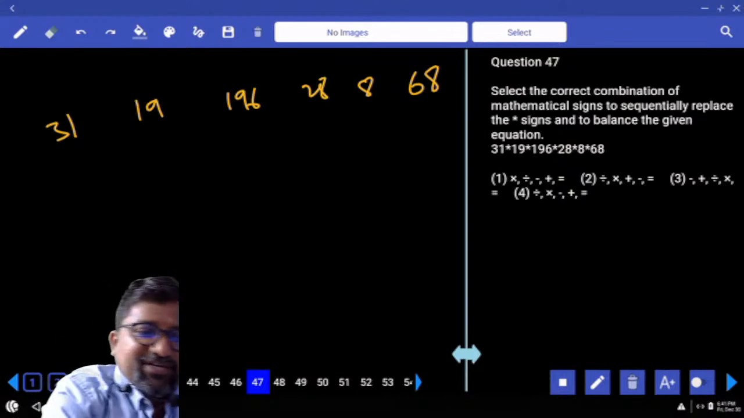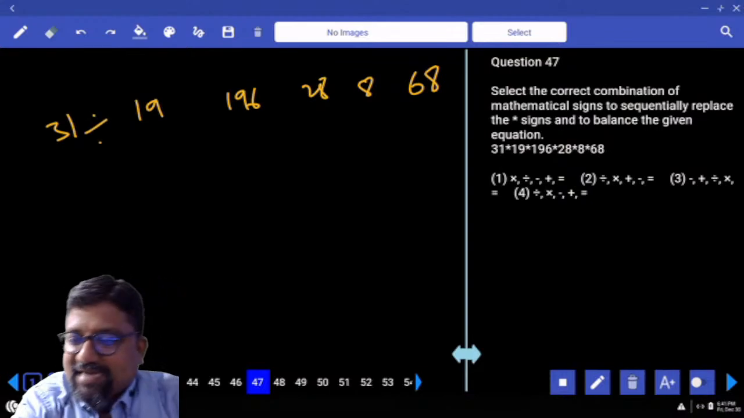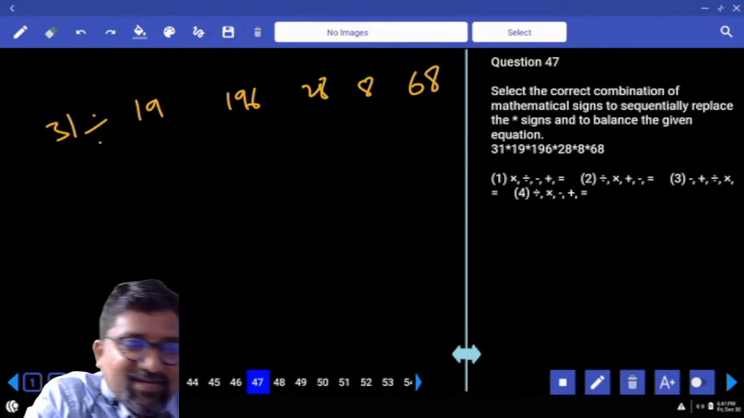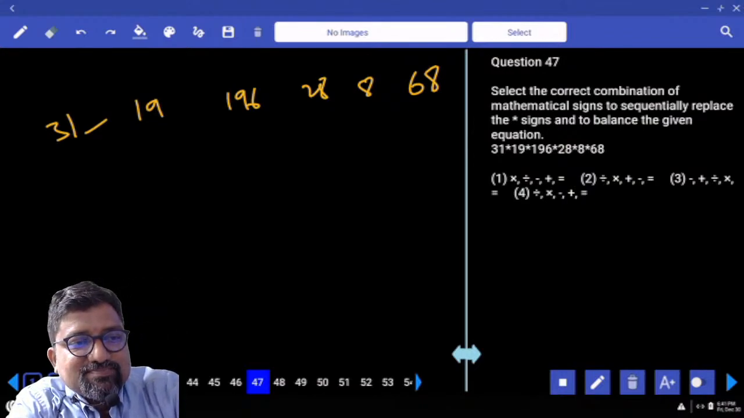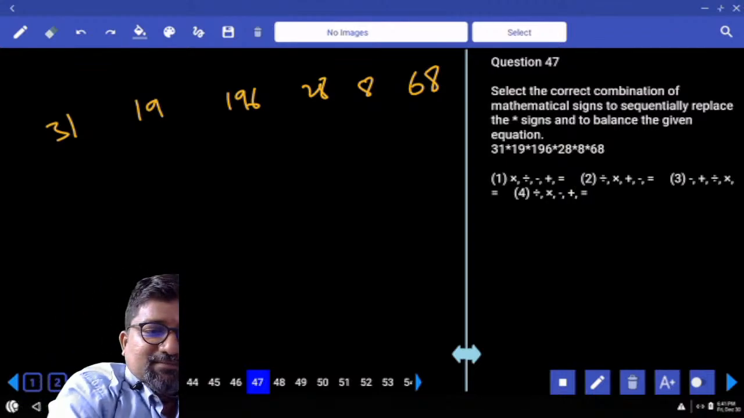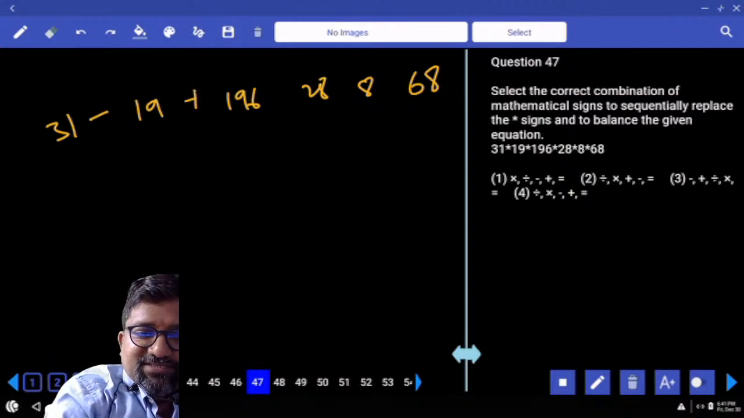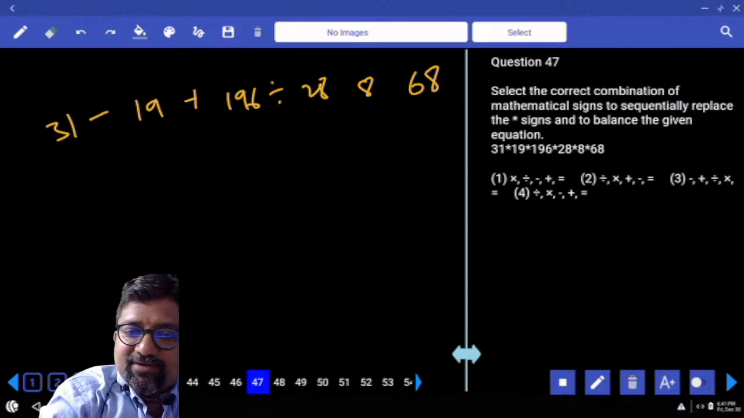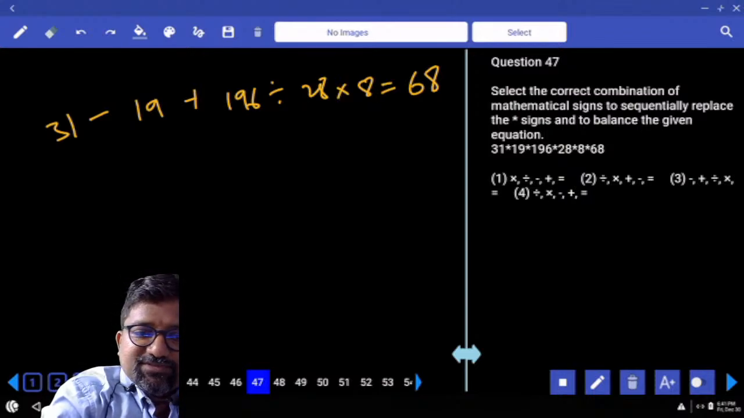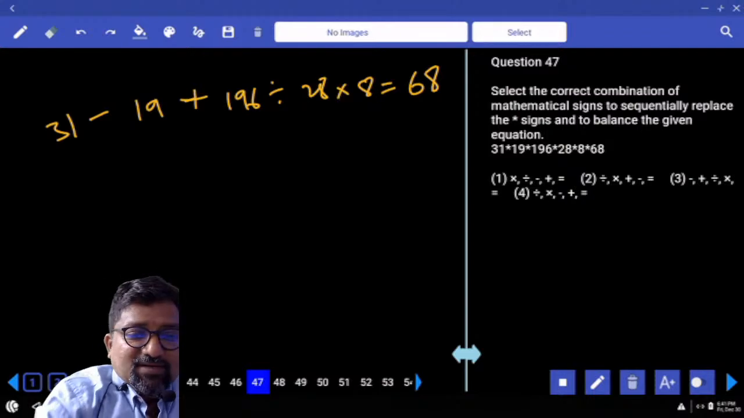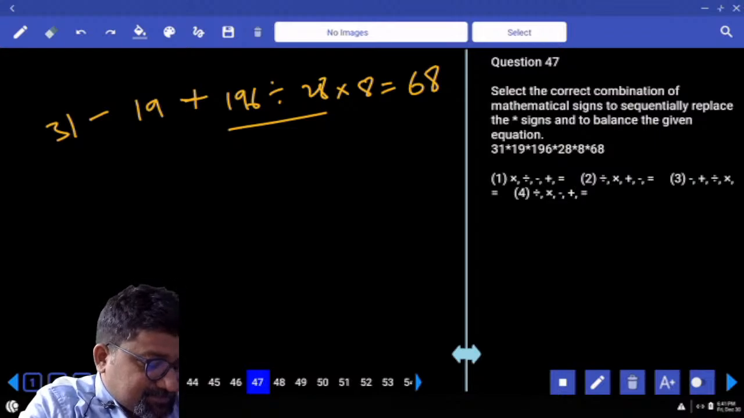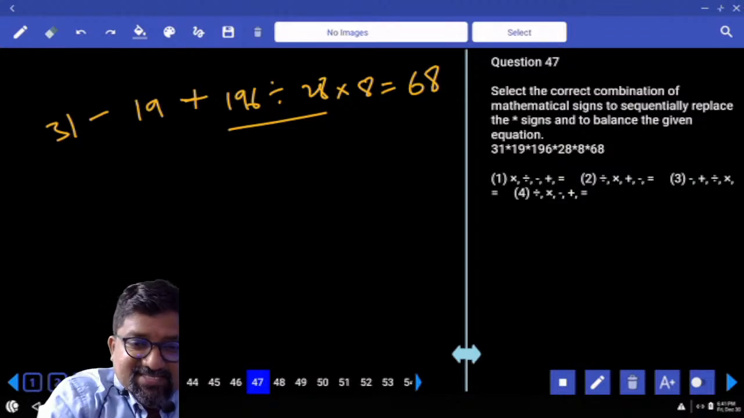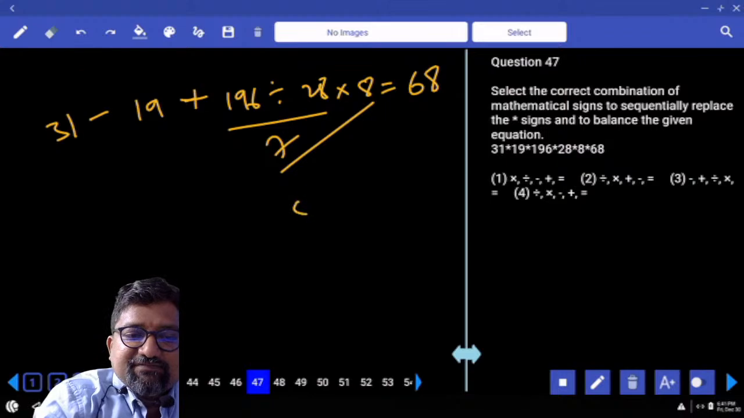4th option, first divided by 31 divided by 19. Will it make any sense? Let this go. 3rd option, minus plus divided by into equals. 196 divided by 28. Come on. 7 times. 7 8s 56.